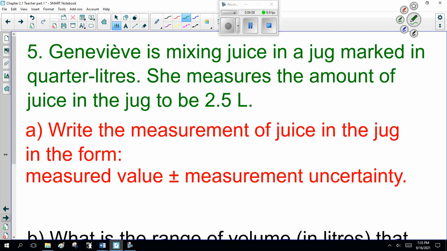So, Genevieve is mixing juice in a jug marked in quarter liters. She measures the amount of juice in the jug to be 2.5 liters. Write the measurement of the juice in the jug in the form measured value plus or minus measurement uncertainty. Well, we know it's 2.5 liters, but the thing is, it is to the nearest quarter liter.